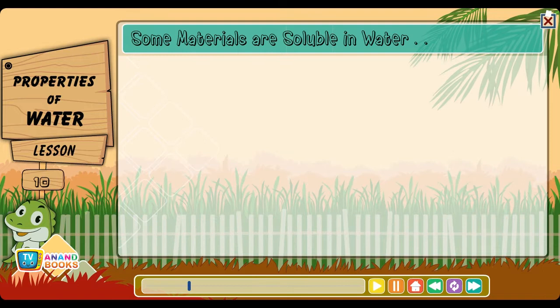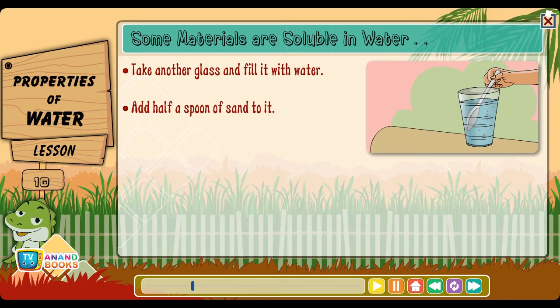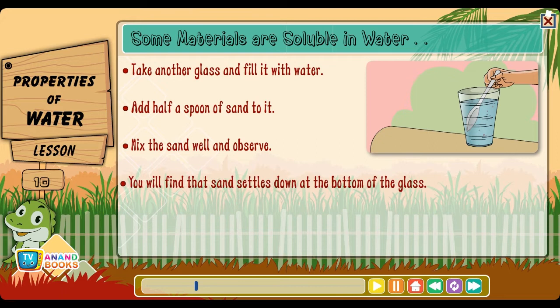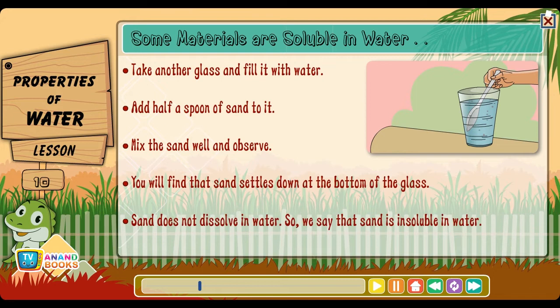Now take another glass and fill it with water. Add 1/2 spoon of sand to it. Mix the sand well and observe. You will find that sand settles down at the bottom of the glass. Sand does not dissolve in water. So we say that sand is insoluble in water.